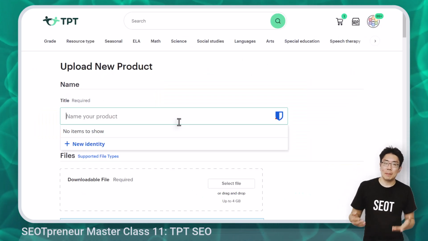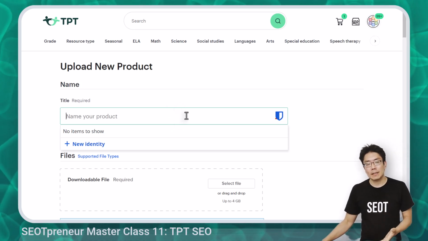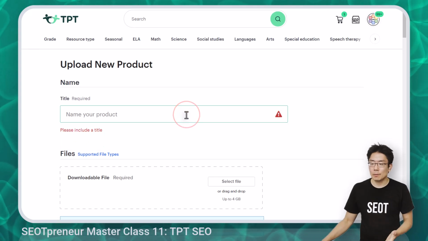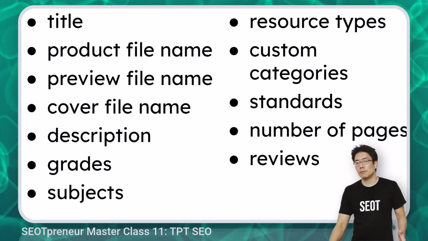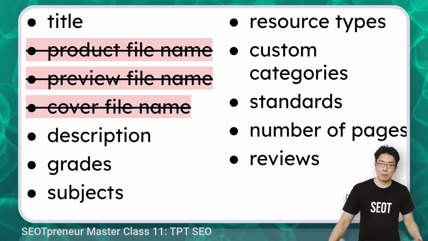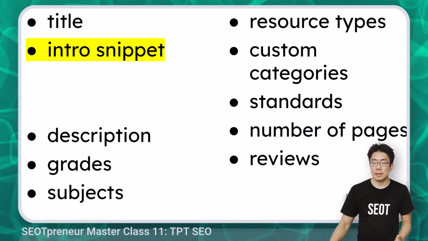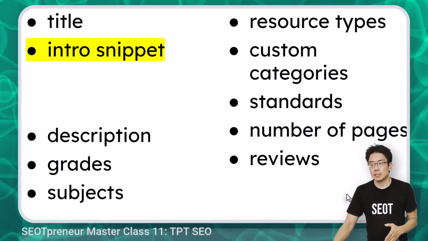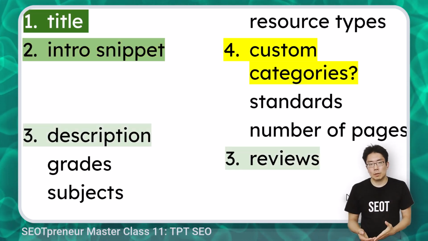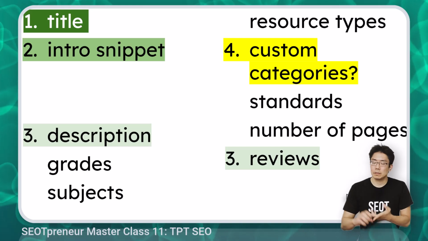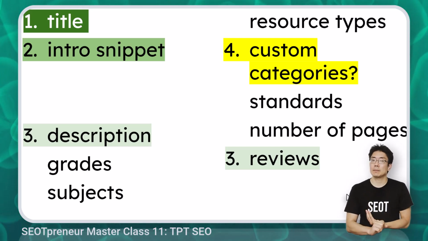An attribute is basically anywhere on your product editor page where you have to type in information, like the title of your product or the product description. If you watch TPT SEO secret video number 6, you know that's probably not the file names. They probably are creating an introduction snippet. Well, they're definitely pulling up an introduction snippet because we see that on the product listing. And I'm going to guess that the searchable attributes are the title, the intro snippet, the description, and reviews, as well as custom categories maybe.